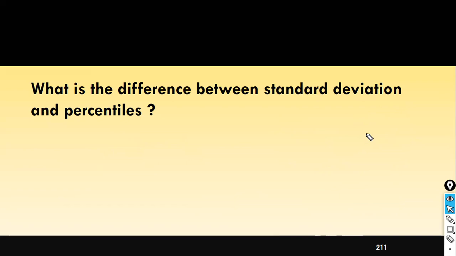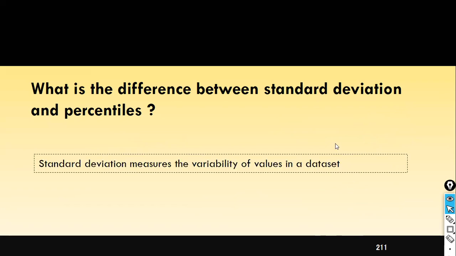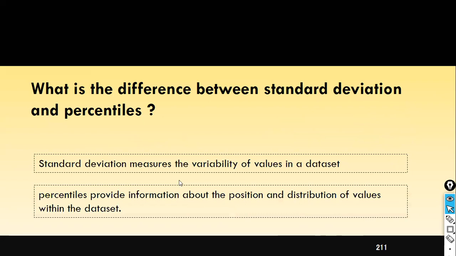So now you understand the difference between standard deviation and percentiles. Standard deviation measures the variability of the values in a data set. Percentiles provide information on the position and distribution of values within the data set. In which quartile we can see more values or fewer values, we can understand the distribution also. Now you understand what the 25th percentile is.